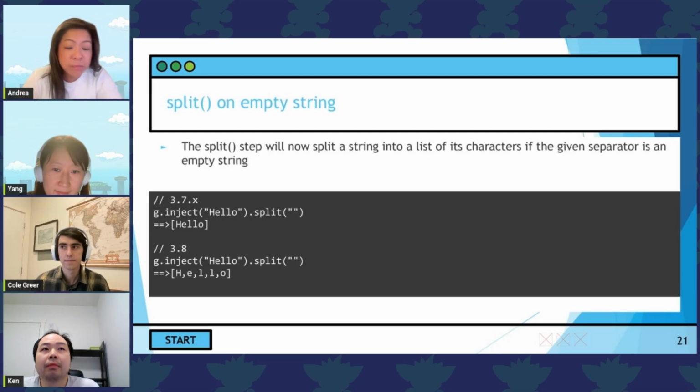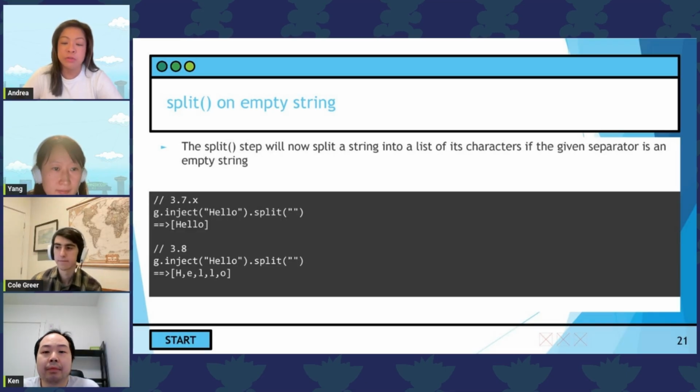Okay, next, we're moving on to split, which is a step that's used to split strings based on a given separator. And in 3.8, we added the ability to split a string into its characters if the separator is an empty string. So in 3.7, if you specify an empty separator, the string is basically not modified. But in 3.8, it will split that string into its characters. So hello will become H, E, L, L, O.